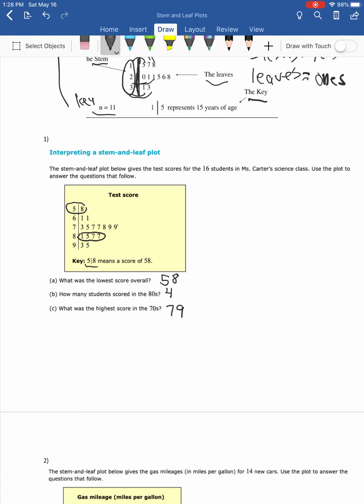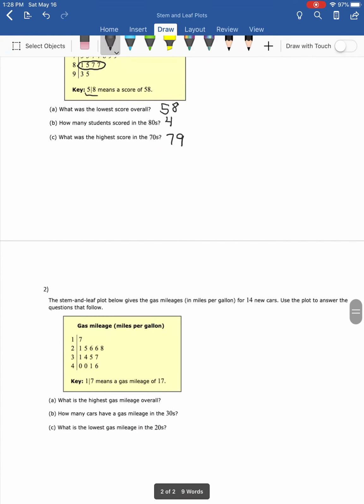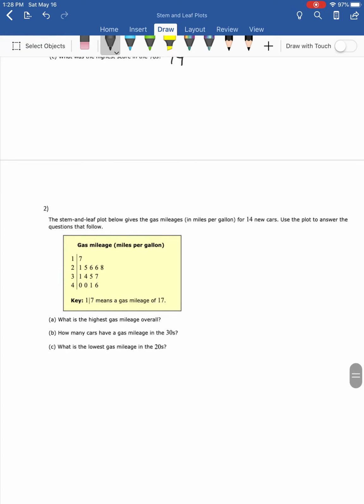scores of 79. Okay, next one, the stem and leaf plot gives the gas mileages in miles per gallon for 14 new cars. Use the plot to answer these questions. So our key here, 1 bar 7 means a gas mileage of 17. So again, our stem represents tens, and our leaf represents ones. Okay.